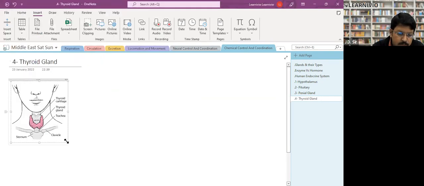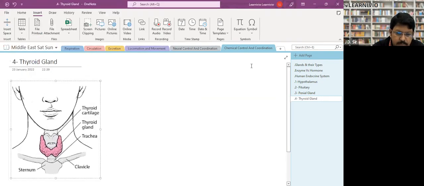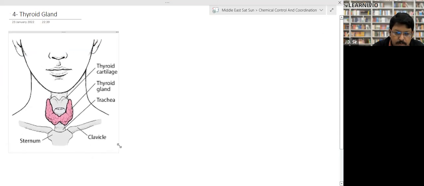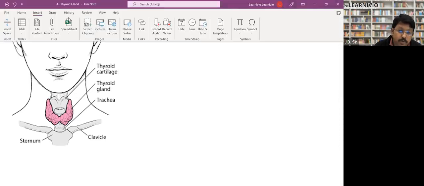This is the actual diagram of the thyroid. Look, this is the thyroid gland, right? Above the trachea and below the thyroid cartilage. This question has been asked: where is the thyroid gland situated? The answer was below the thyroid cartilage, on the dorsal side of the thyroid cartilage, right? Keep the position in your mind, that is important for your medical examination.